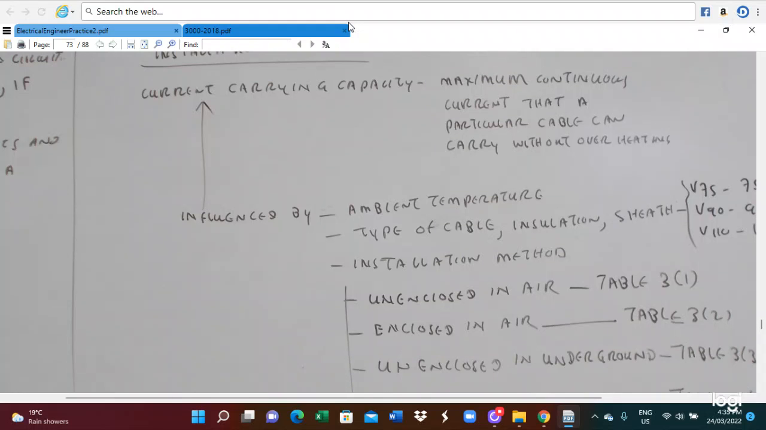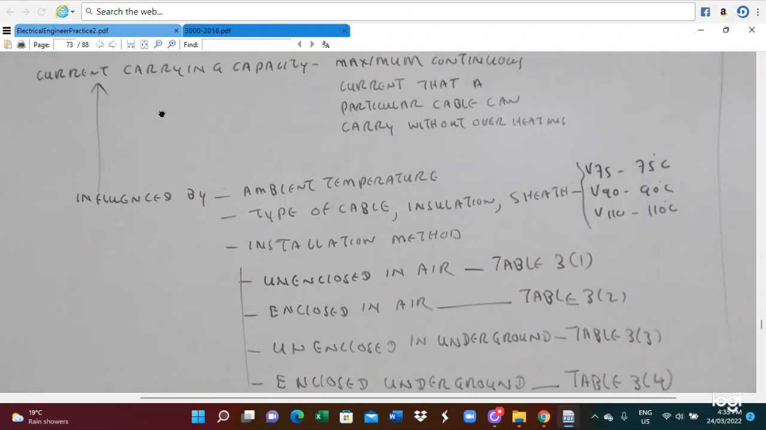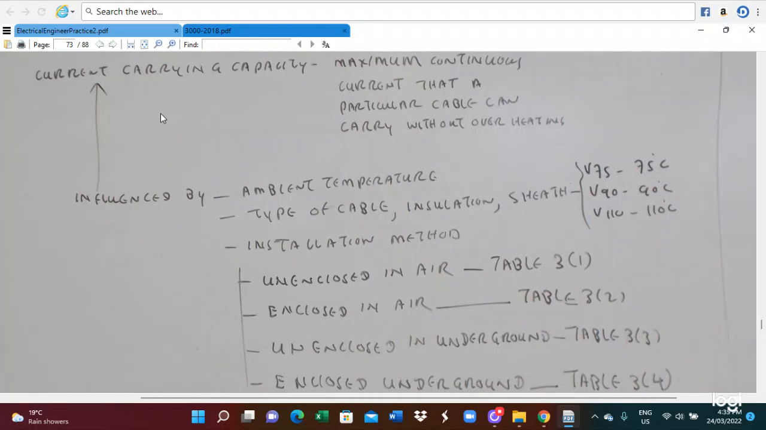The current carrying capacity is influenced by the ambient temperature, which is the surrounding temperature, and also the type of cable and the installation. V75 is used up to 75 degrees centigrade, V90 is used at 90 degrees centigrade, and V110 at 110 degrees centigrade. That is the kind of cable, and those kinds of cable also influence the current carrying capacity.